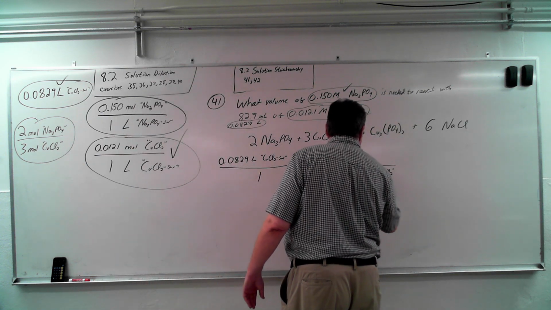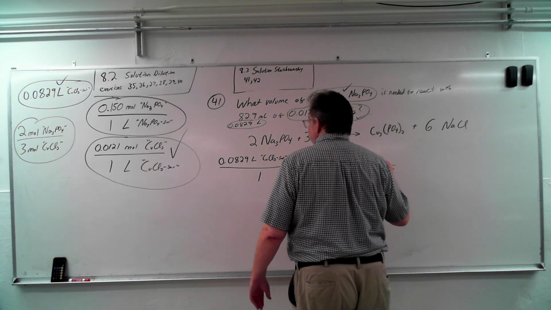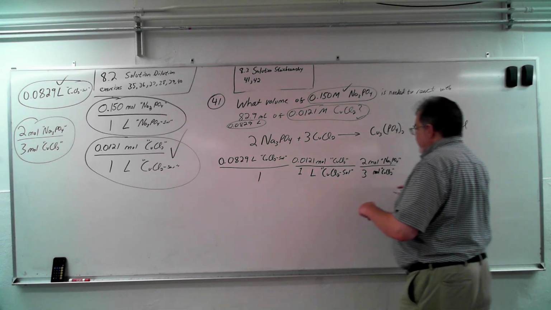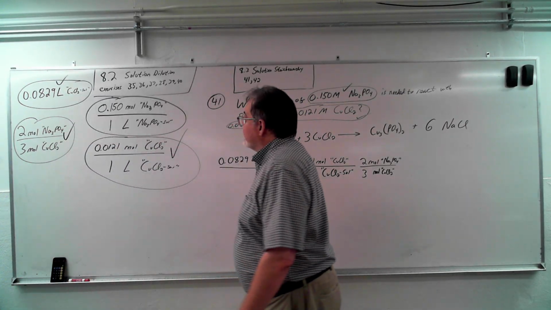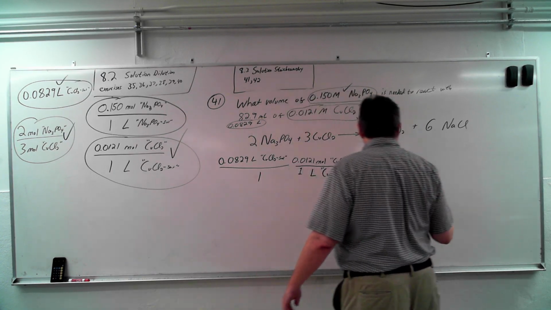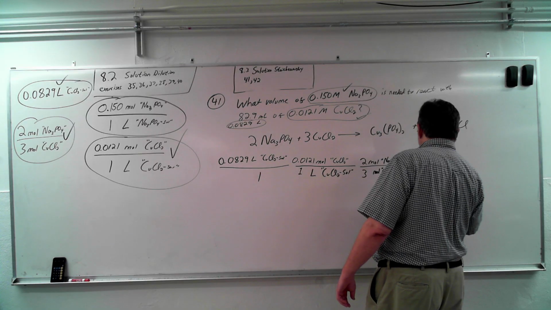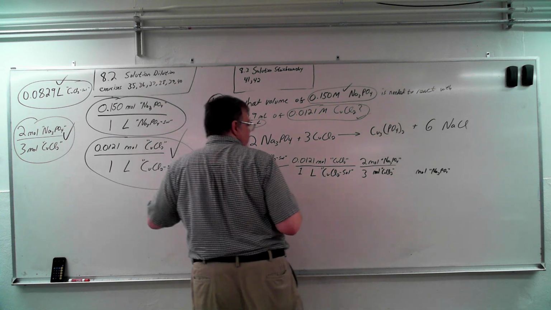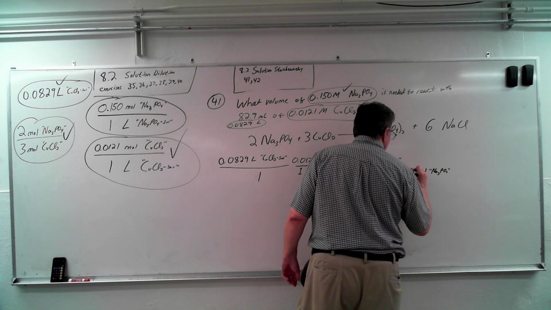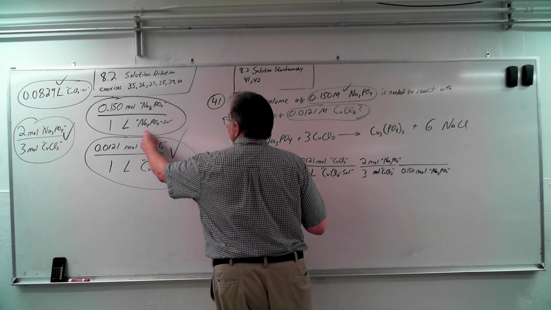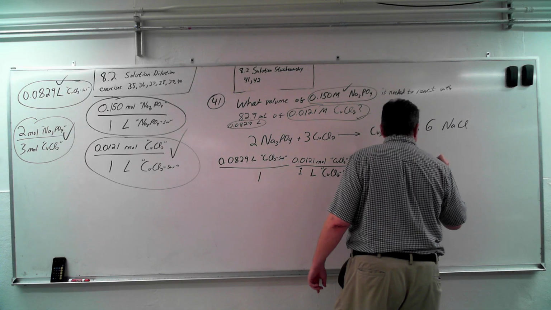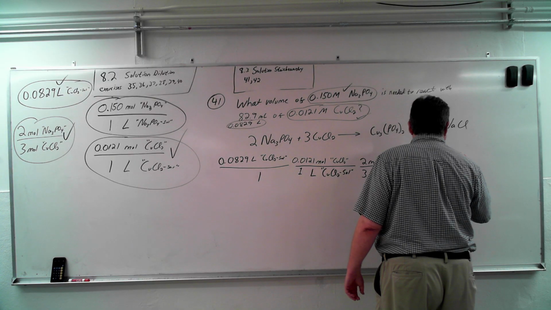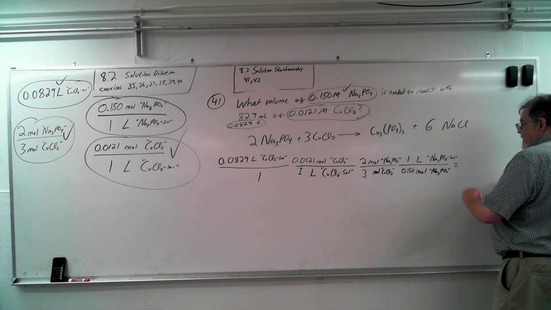3 moles of CuCl2 on the bottom, 2 moles of Na3PO4 on top. Now we've used this, and what's left for moles of Na3PO4 is this: 0.150 moles of Na3PO4 on the bottom, 1 liter of Na3PO4 solution on top. And that ends on liters of Na3PO4 solution.